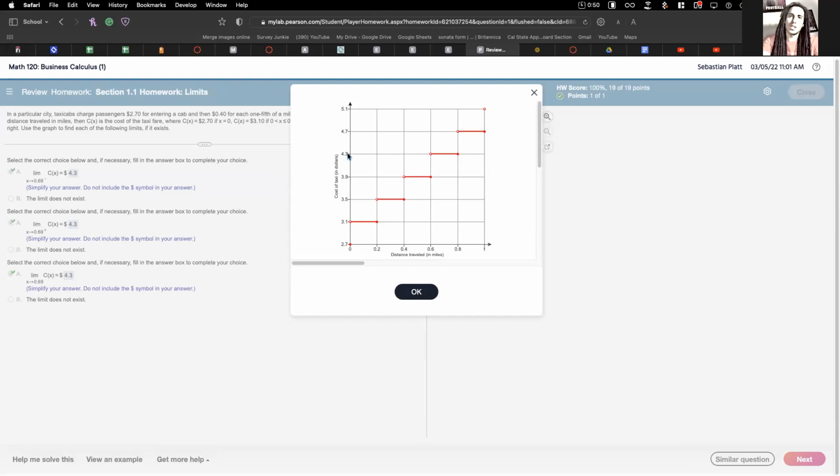$4.30. But what if we approach 0.69 from the right? Well, again, because we're in between 0.6 and 0.8 and we have a horizontal line, again, it's $4.30. For that reason, when we look at the last part, as x approaches 0.69, because it's $4.30 approaching from the left and the right, therefore, when we approach 0.69 exactly, it'll be again $4.30.